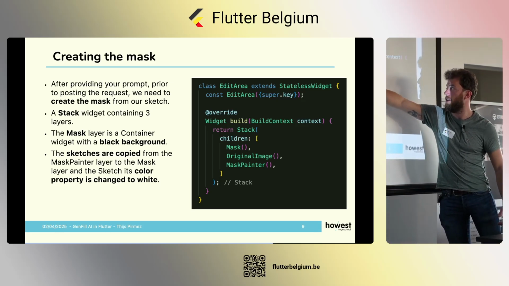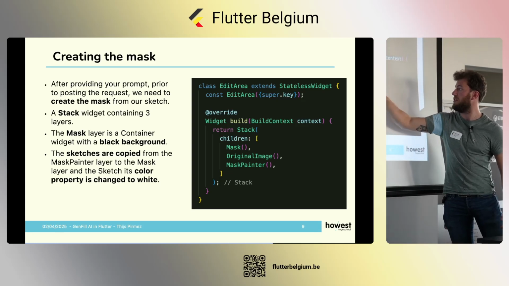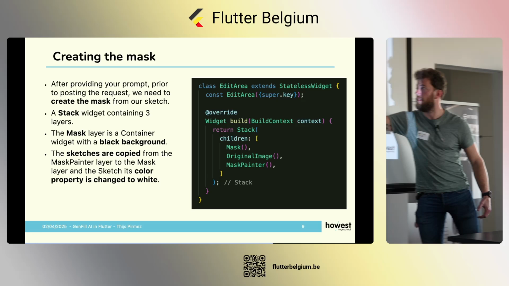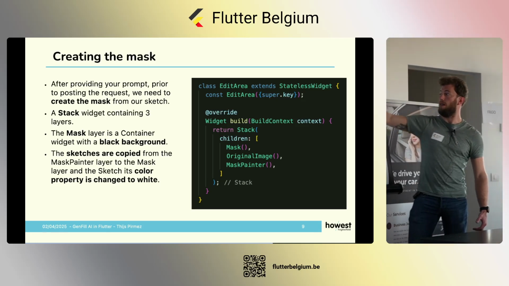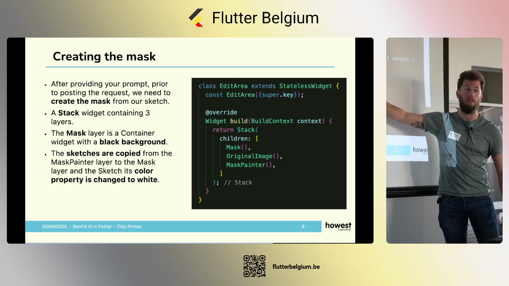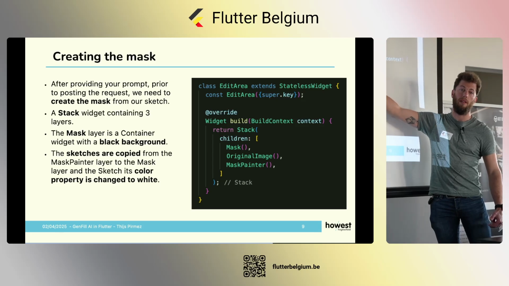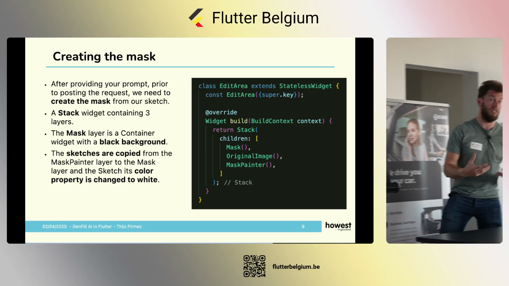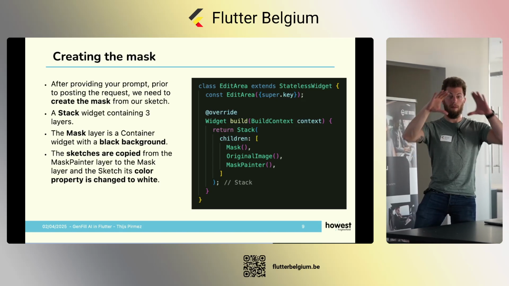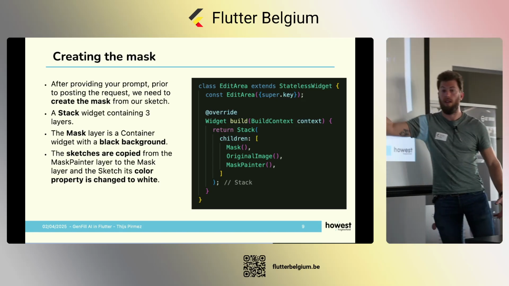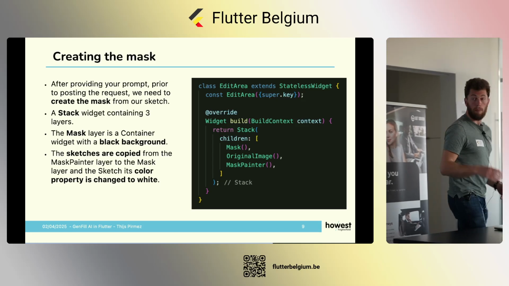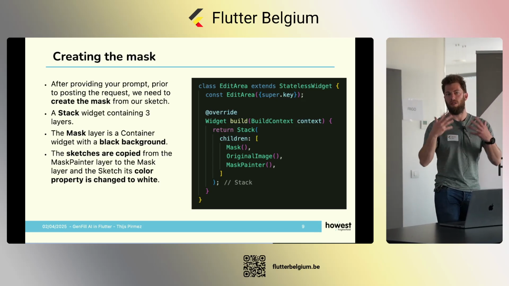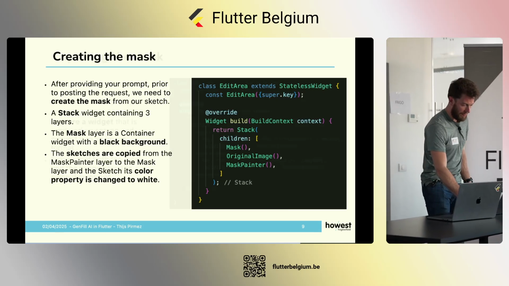For the creation of the mask, I used a stack widget, which has 3 widgets on top of each other: the mask, which you don't see, the original image, and the mask painter. The original image is what you can see, the mask painter is what you are drawing on, and the mask is created by copying the paint objects and converting them into white paint objects. The mask is just a container widget with a black background, and the white objects are rendered on top of it. But you never see it, because I don't want people to see that mask. That's just what I need.